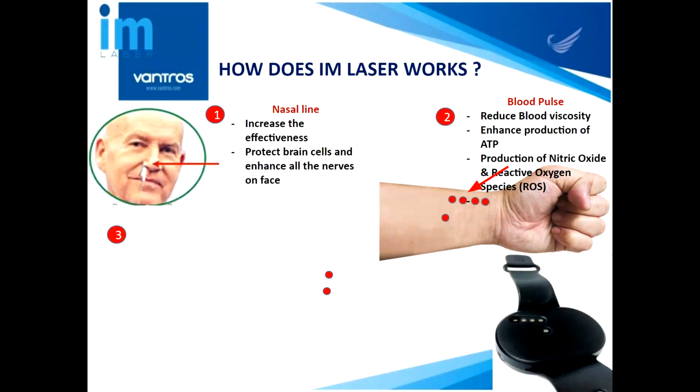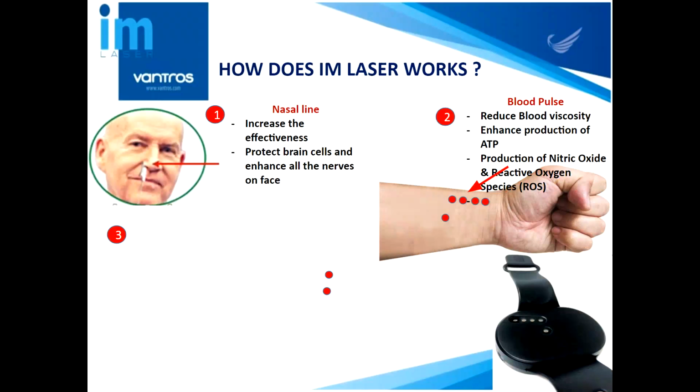And second, it enhances the production of ATP, as I mentioned before, and also the production of nitric oxide and ROS, reactive oxygen species. A lot of people ask, is ROS very important for us? Yes, of course, because the environment, our diet, and our lifestyle cause our body to get a lot of free radicals. Free radical is the main factor whereby it causes cancer. So the active oxygen species can counter that. So the IM laser is also a very good device for cancer prevention.